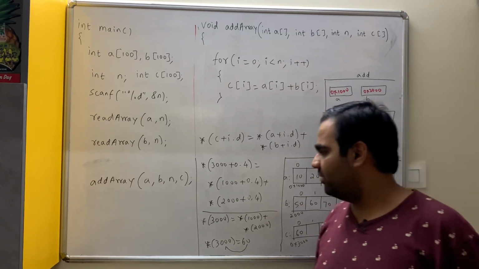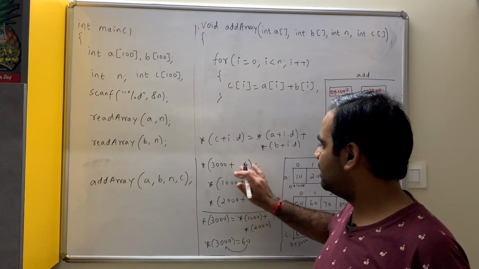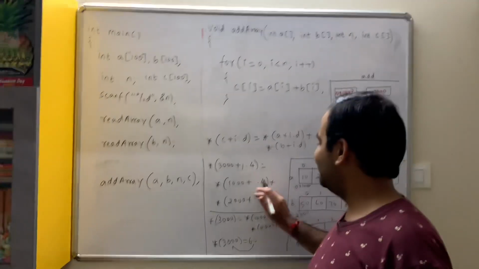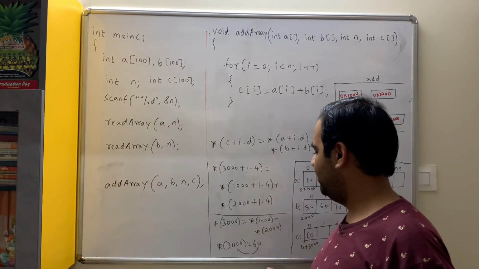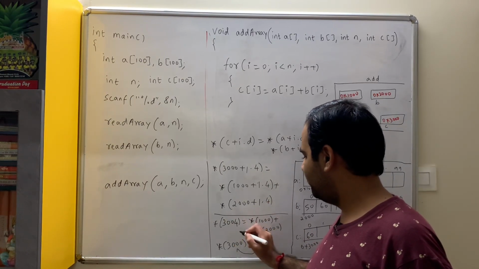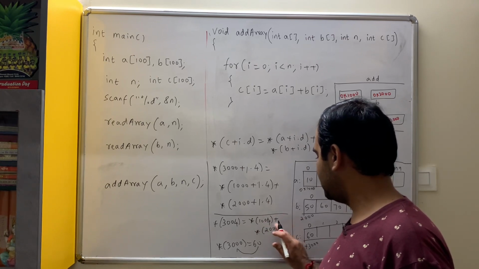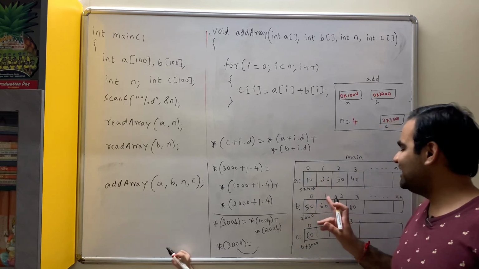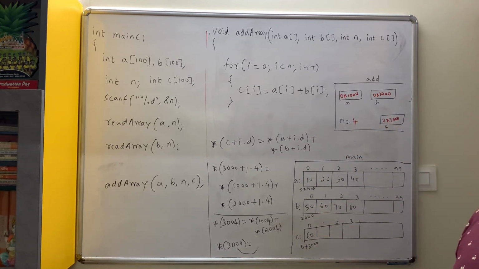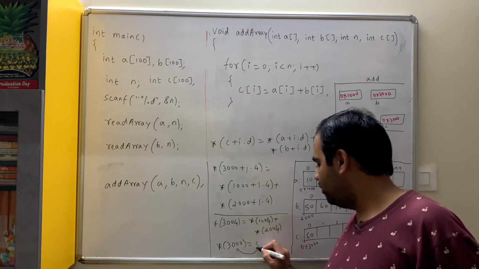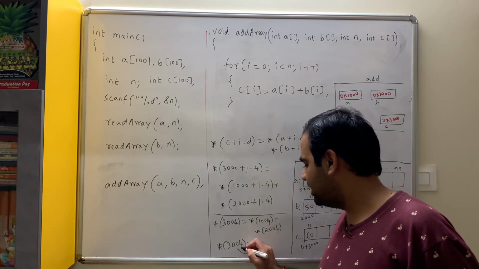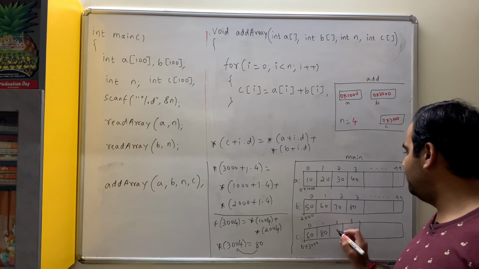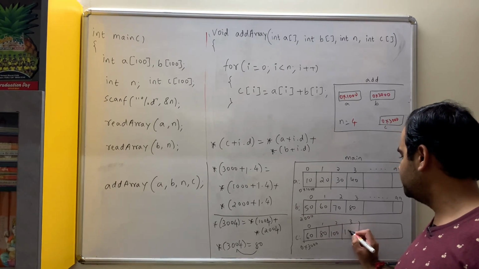Similarly, I plus plus, the value of I will become 1. It means 3000 plus 1 into 4 is equal to 1000 plus 1 into 4 plus 2000 plus 1 into 4. Now it becomes star 3004 is equal to star 1004 plus star 2004. Now what is star 1004? It is 20. What is star 2004? It is 60. 20 plus 60 is 80. Now you want to store 80 at address 3004. Now this is address 3004, you store 80. Similarly, I plus plus 2, you store 100. I plus plus 3, you store 120.